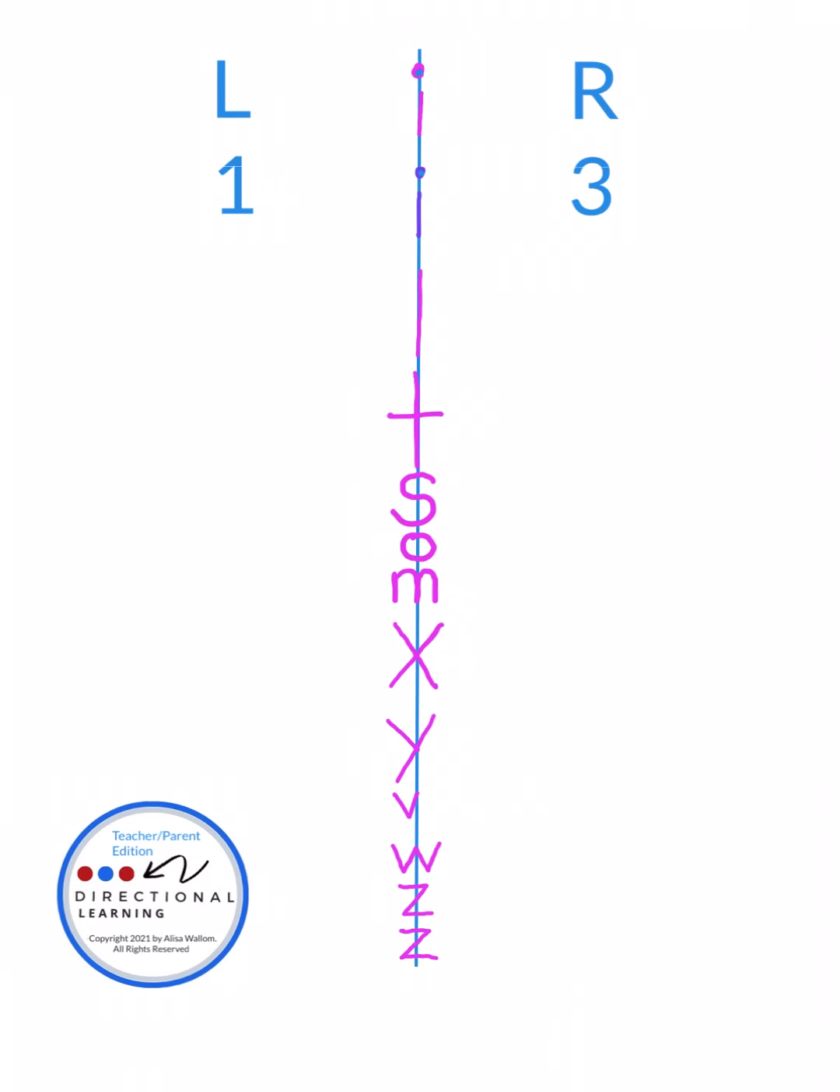So now you learned how to write all our middle letters with directional learning. Now we're almost done. Now we're moving to picture writing. Once you show them how to do middle letters, it's time to move to picture writing.